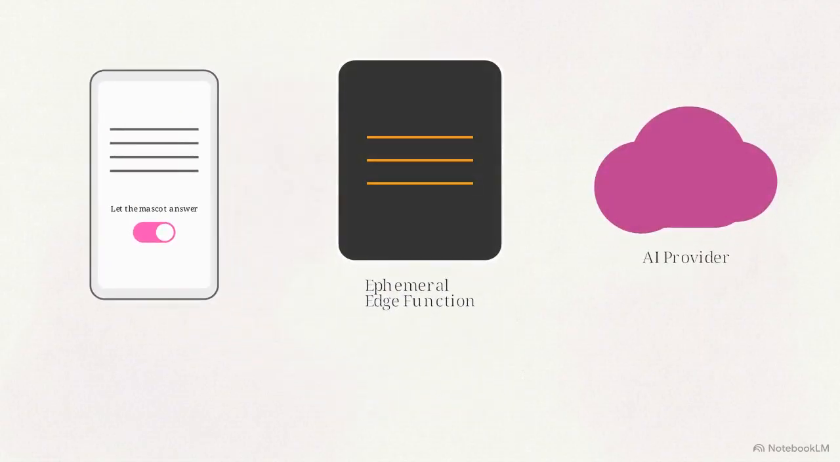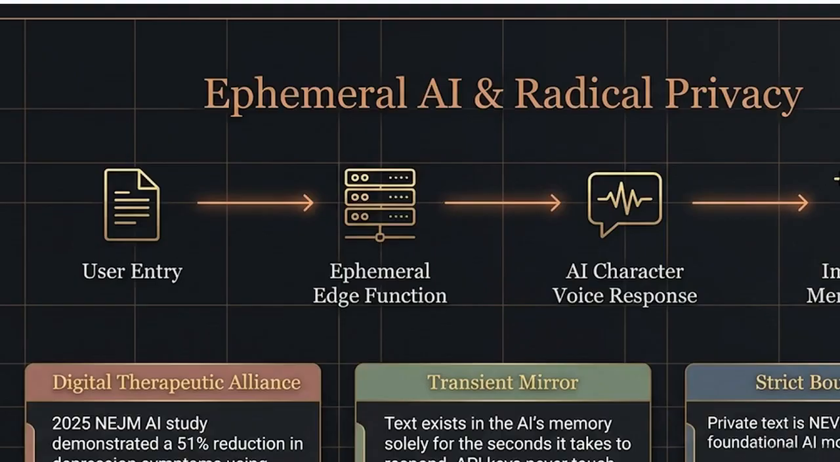Start a new journal entry and look for the toggle labeled Let the Mascot Answer. You can turn this on or off for any individual entry. The interaction is entirely voluntary. When you opt in, your text is sent to our AI providers using an ephemeral edge function. This means the communication happens securely from our servers directly to the AI, keeping API keys completely off your local device. This data pathway shows your entry passing through a secure edge function to trigger the AI response.